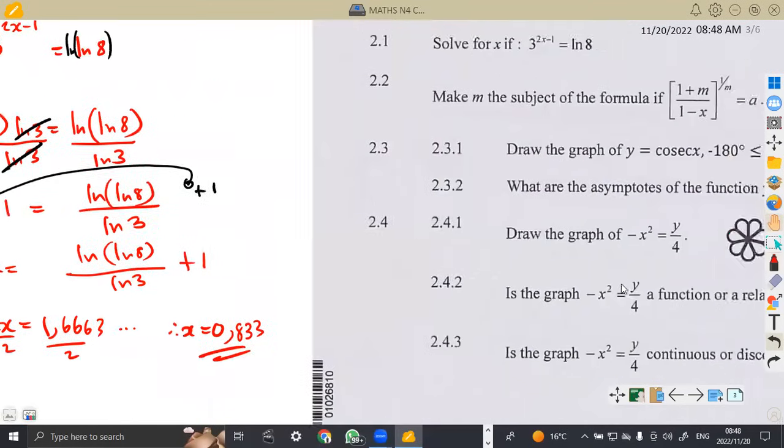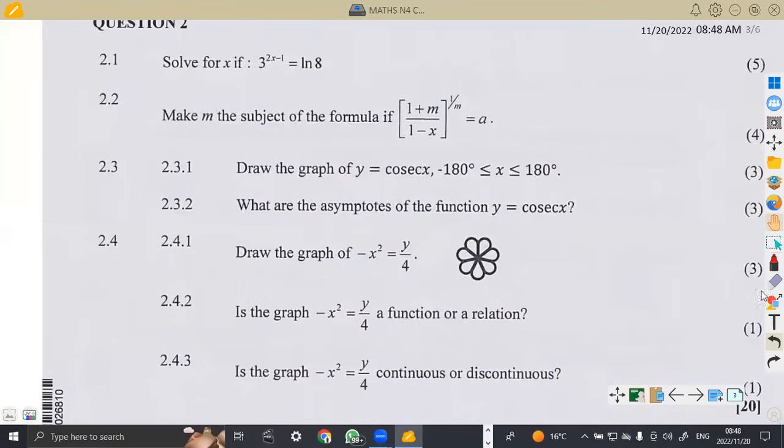2.2, make M the subject of the formula. So this was actually an impossible question. Here we've got M, here we've got M here and there. I don't know whether it is supposed to be this one or this one. If you are typing, let's say you want to type 3 to the exponent of 2, it won't be 3 to the exponent of 2 like this.